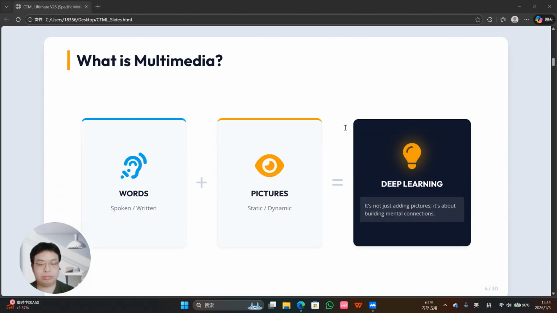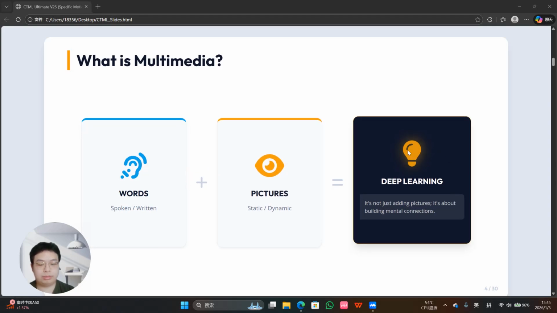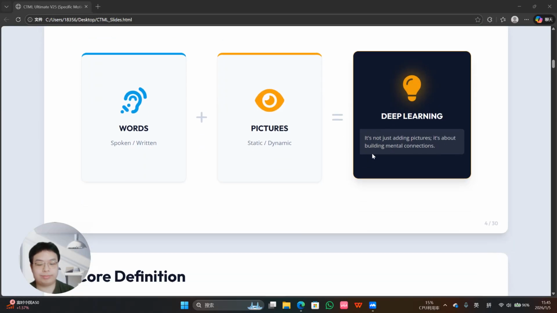And so, what is multimedia? It isn't simply pulling up materials. Look at this formula. Words, auditory, on the left, plus pictures, visual, in the middle, are required to produce deep learning on the right. It is a process of active integration.